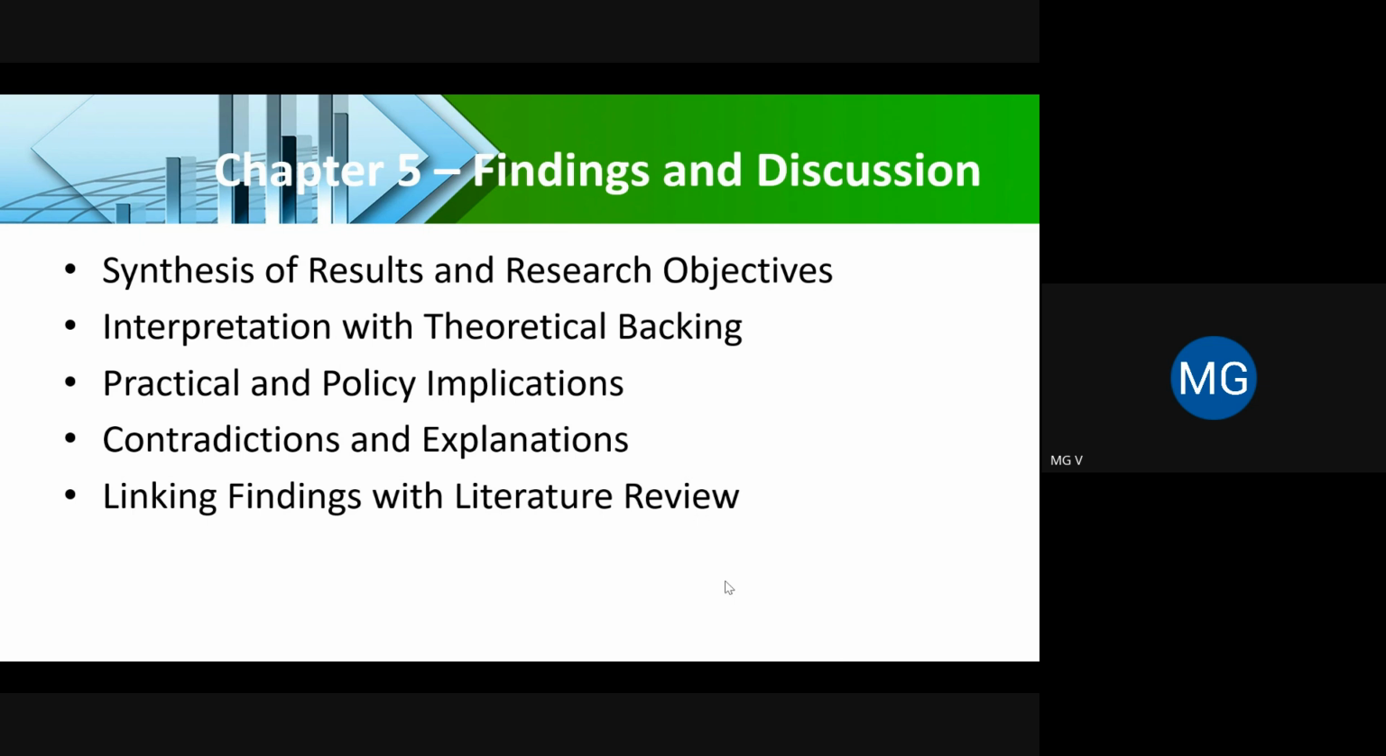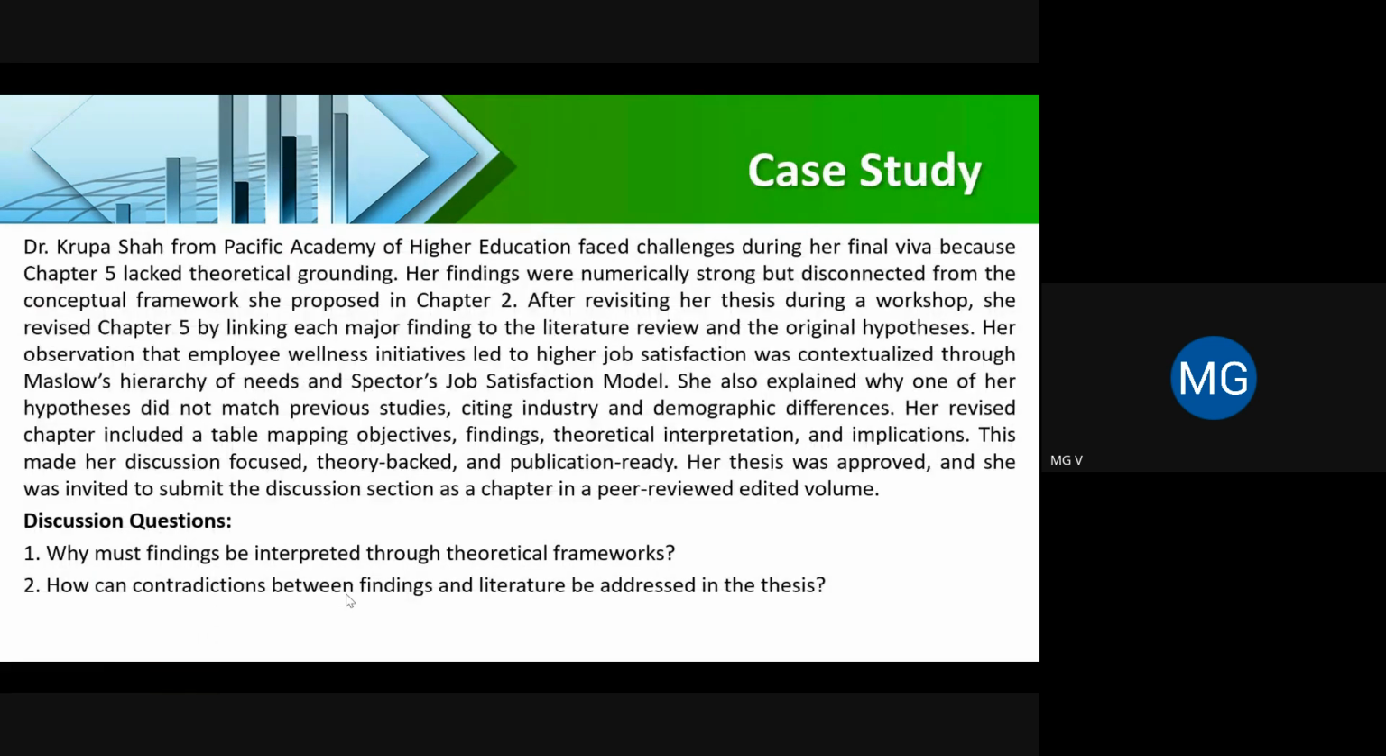For example, if emotional intelligence strongly correlates with team productivity, HR strategies can incorporate EI training. When findings contradict literature, provide plausible explanations and mention limitations. So this chapter demonstrates scholarly insight and should align with the conceptual framework. Each interpretation must close the research loop, that is from objectives to results to theory to implications. Now let us explore it further.